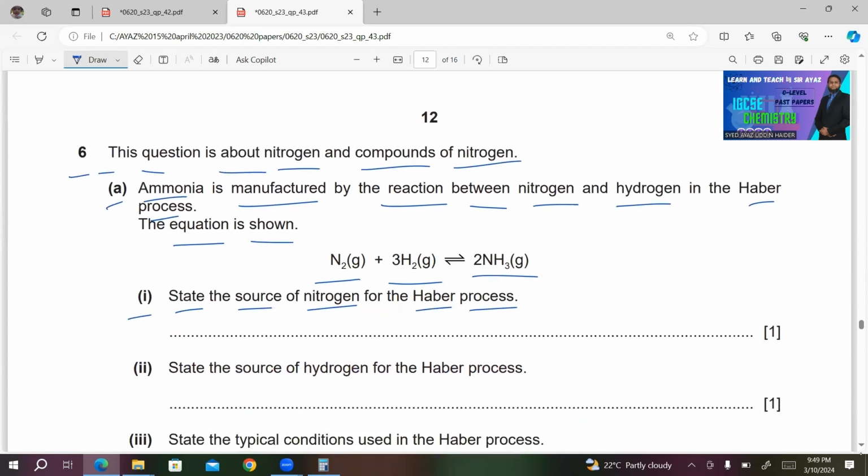Nitrogen is obtained from air. Number 2, state the source of hydrogen for the Haber process. It's produced during the cracking of long chain alkanes or from methane.